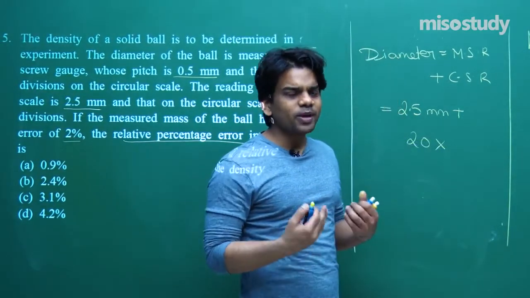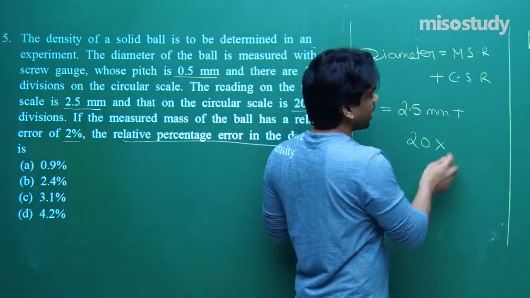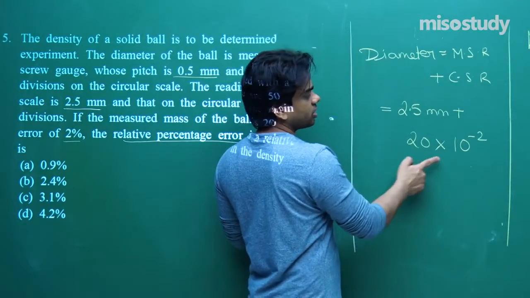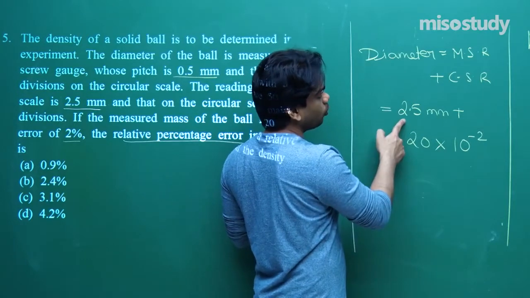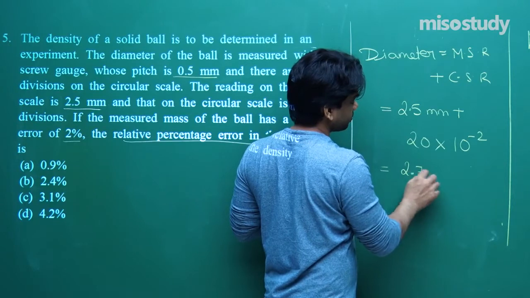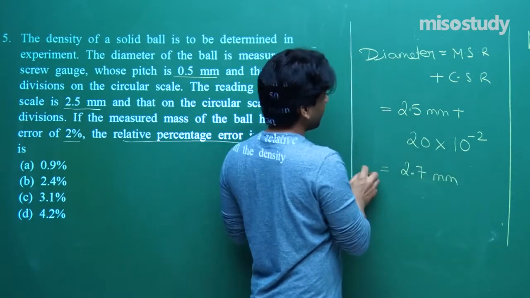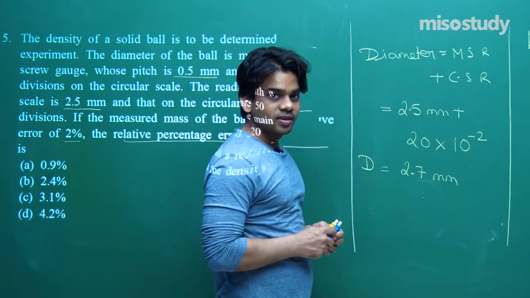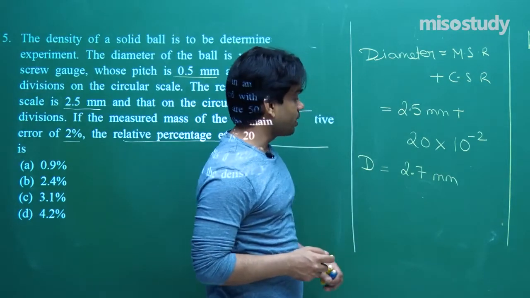So you need to multiply it with least count. You will be having this as 10 to power minus 2, because least count I have multiplied. So you will be having 2.5 plus 0.2, you will be having 2.7 mm. This will be the value of diameter. Let me write down the diameter as capital D. So we got the value of diameter 2.7 mm.